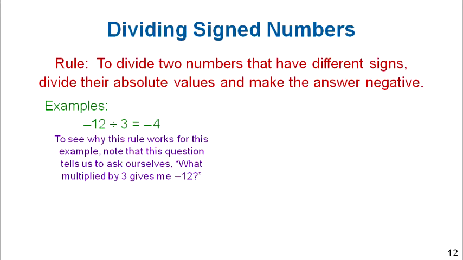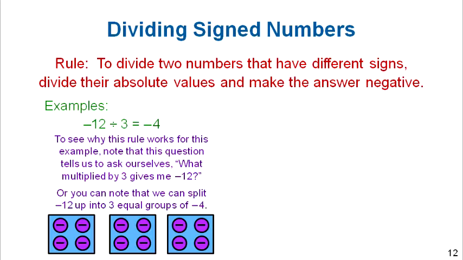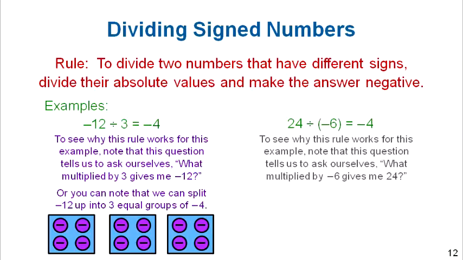To see why this rule works, you can note that this question is telling us to ask ourselves, what multiplied by 3 gives me -12? Or you can note that we can split 12 negatives up into 3 equal groups with 4 negatives in each group, as shown here. To divide 24 by -6, we can start by noting that 24 divided by 6 is equal to 4, and then, since we are dividing two numbers with opposite signs, make our answer negative.